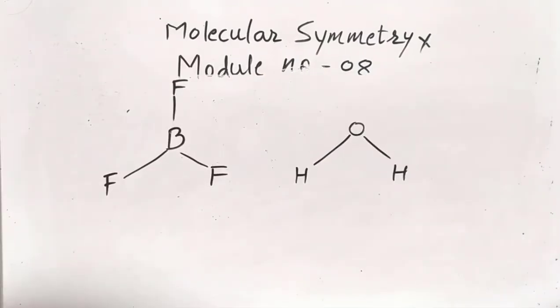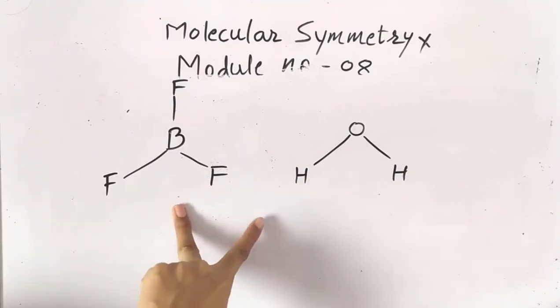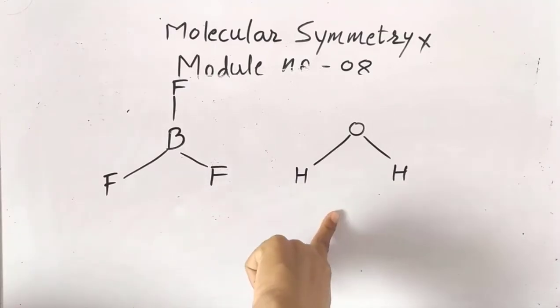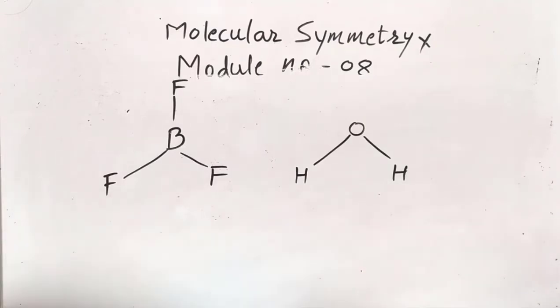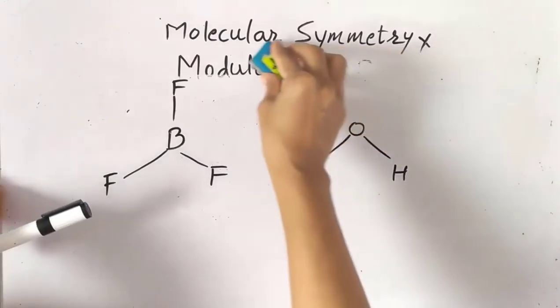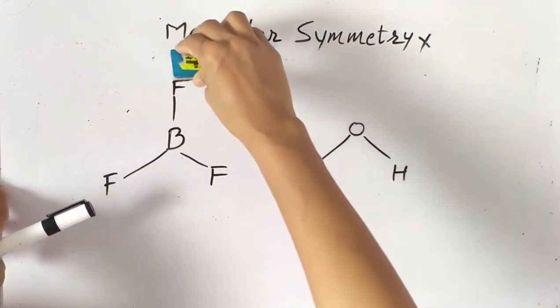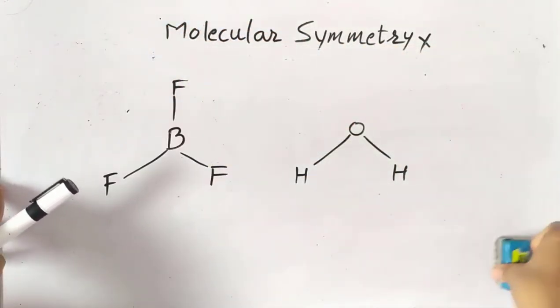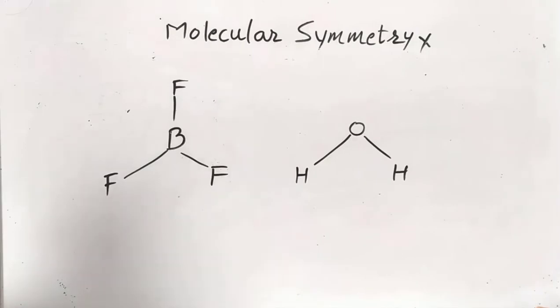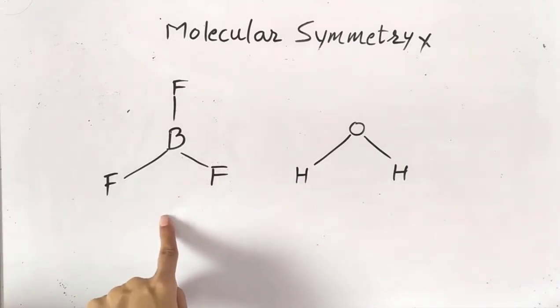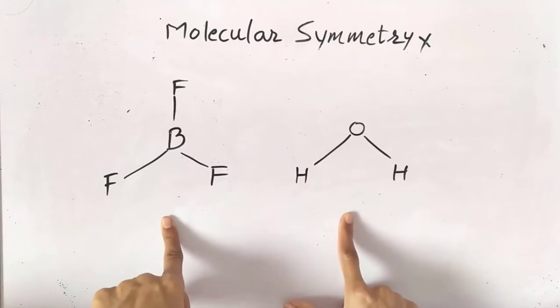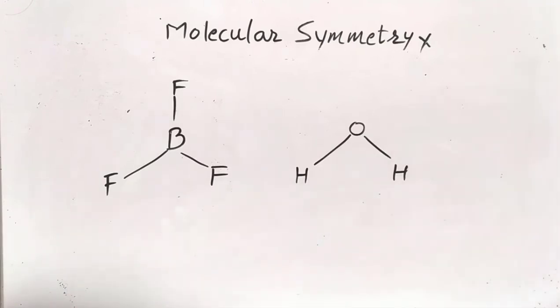Come back to the next two examples, which we are very familiar with, the BF3 molecule and the water molecule. Now you have to tell me whether the inversion center I is present in these two molecules or not. I am not going to tell you the answer very soon. First of all, you have to think over whether I is present in BF3 and the water molecule, yes or no.